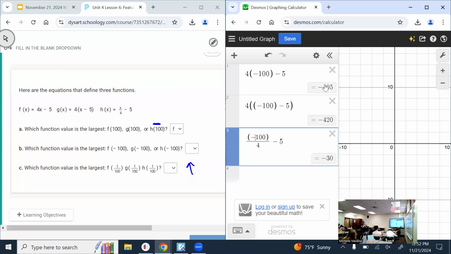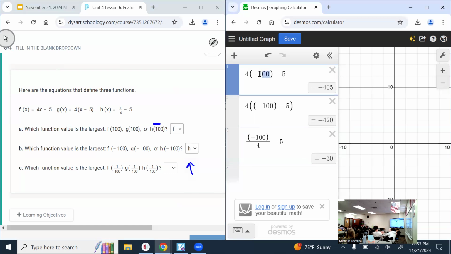And now comparing these, which one is the largest? If these were all balances in your bank account, which one would be the least worst, if that makes sense? The negative 30 is the highest. So that would be function H.